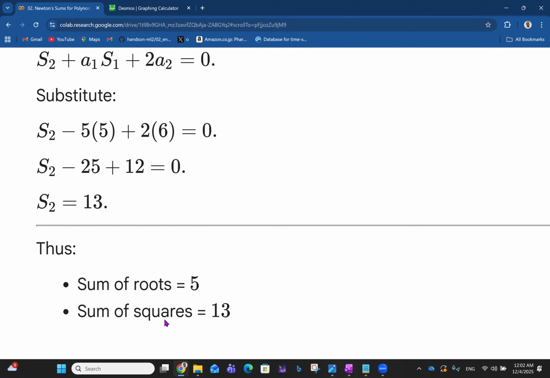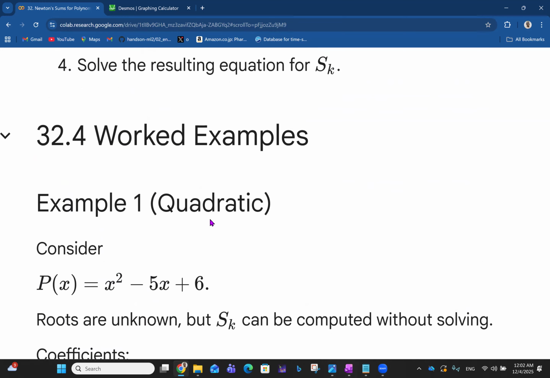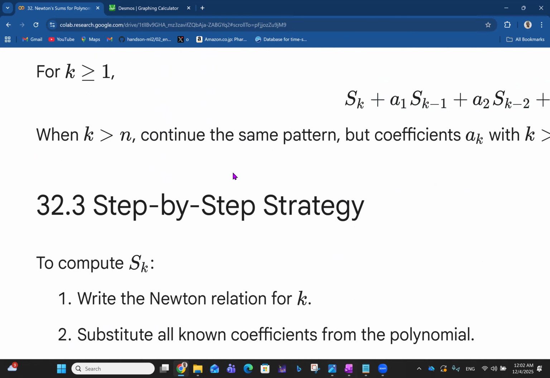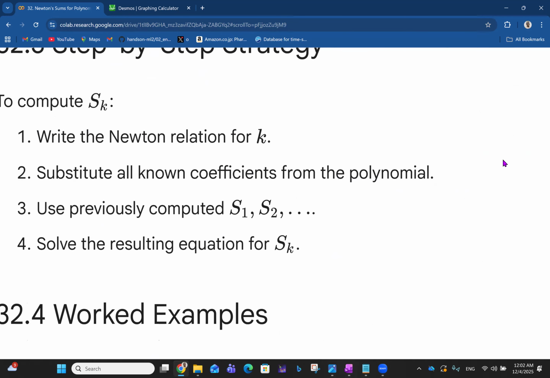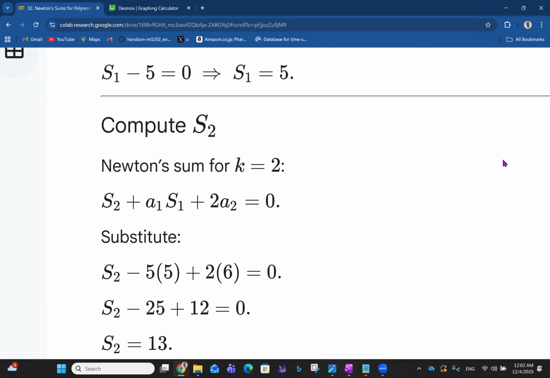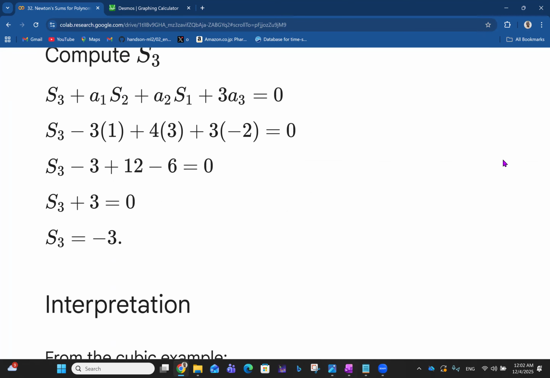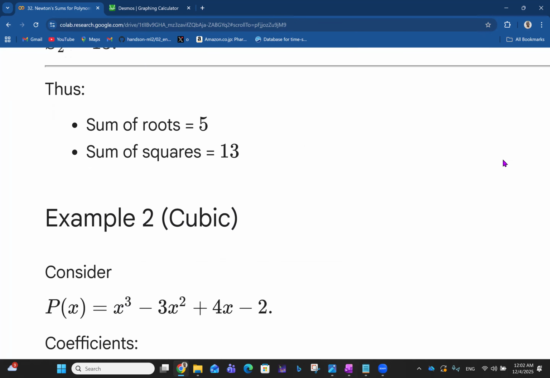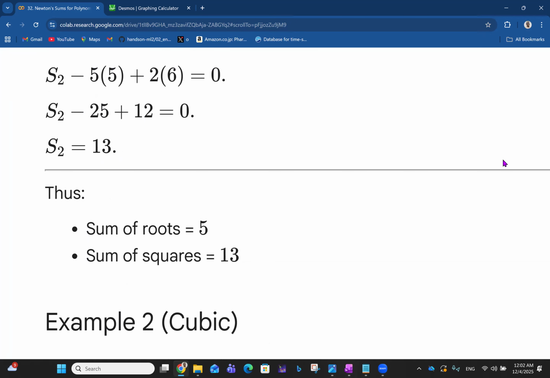With all of that done, we can't look for S3 because we shouldn't go beyond the degree n. When K is greater than n, continue the same pattern, but coefficients AK with K greater than n are taken as 0. Since the coefficient is already 0, there's no point going beyond the degree of the polynomial. We'll see a cubic one now, so for cubic, we go to 3. Here we have S1 to be 5 and S2 is 13.